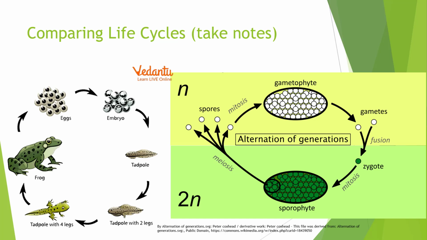Compare these two life cycles. I would recommend that you make a Venn diagram with things that they share, such as making gametes, and things that they do not share, like the gametophyte making gametes instead of the adult organism.